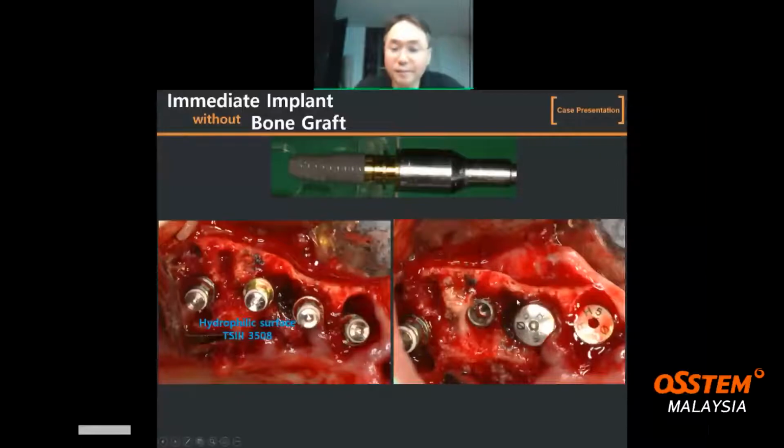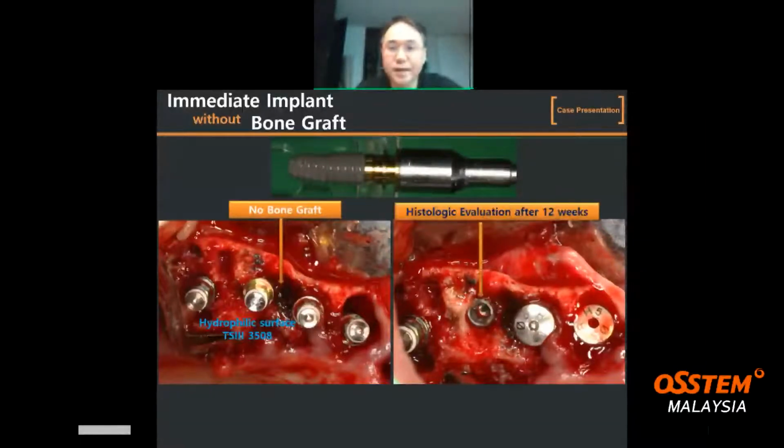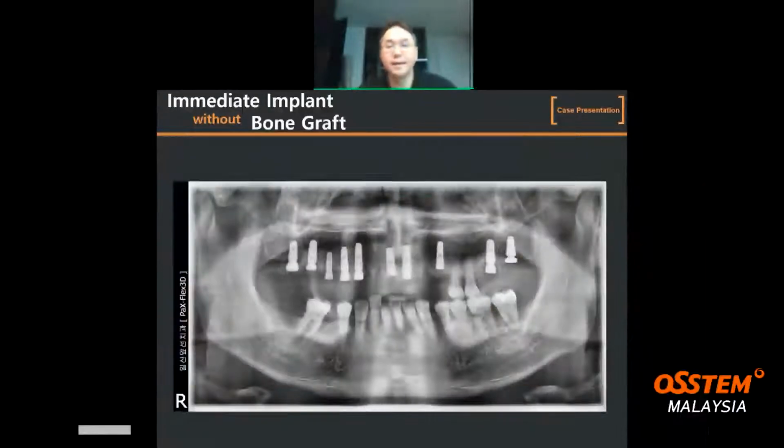As shown in this photo, the gap size was greater than 2.0 mm, but I didn't perform bone grafting. No bone grafting, even though the gap size was greater than 2. And then I removed this implant with a trephine bar for histologic evaluation after 12 weeks. This is a post-operative panorama.